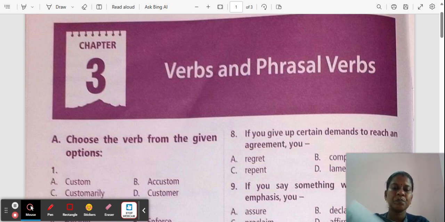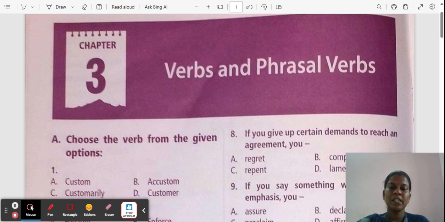A verb is a word that indicates a physical action or a mental action or a state of being. Every sentence has a verb. Verbs are used along with a noun or pronoun to describe what the noun or pronoun is doing.